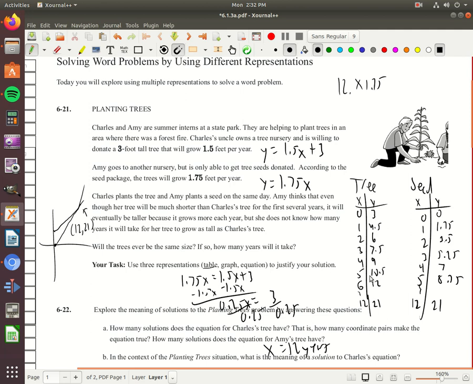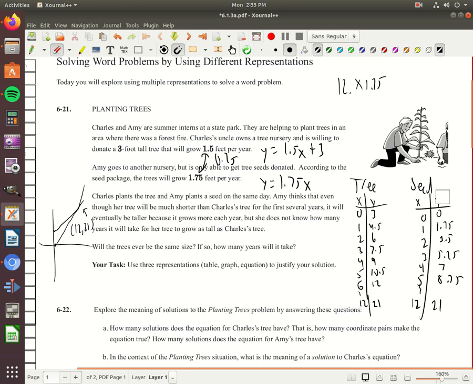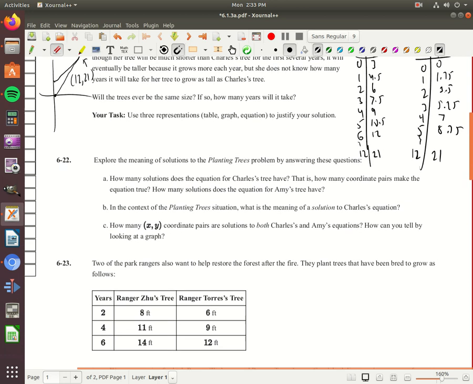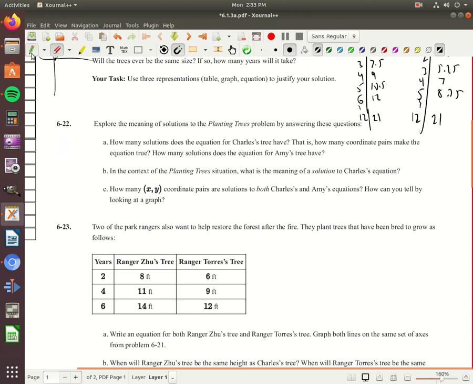So like I said, there's a faster way to do this. What most people do is they say, look, this is making up 1/4 foot a year. So it makes up 1 foot in 4 years. So 2 feet in 8 years and 3 feet in 12 years. So that's the faster way to do it. But we've done it with the table, a graph, and an equation. You can see we get the exact same answer, that in 12 years they'll both be 21 feet tall, assuming they keep growing.